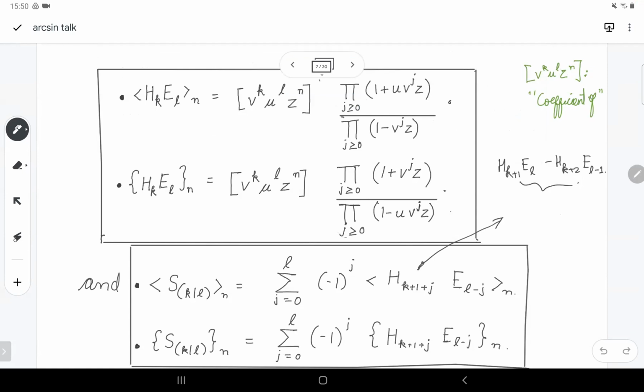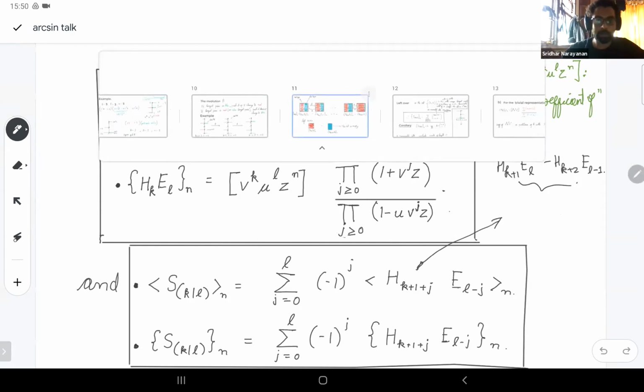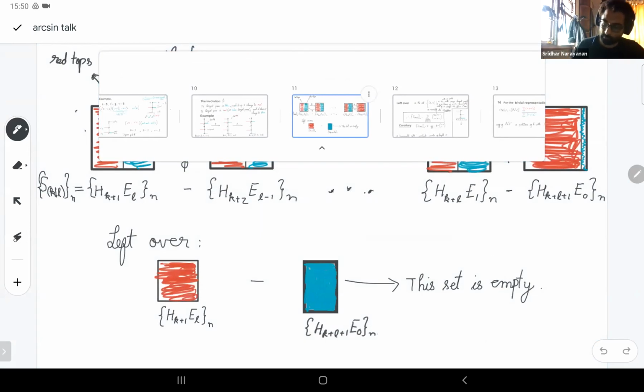In terms of exposition, Sridhar, it would help if you write this again in the place where you're explaining. Just a suggestion. Okay, I can do that now as well. Yeah.